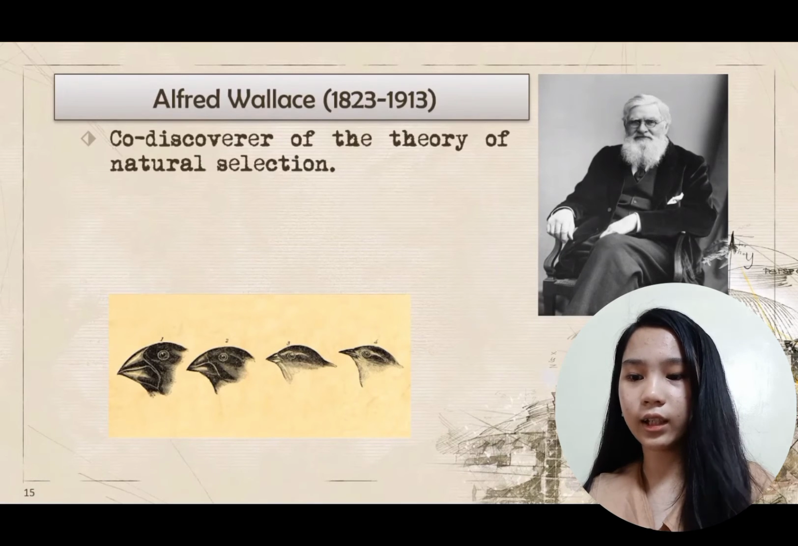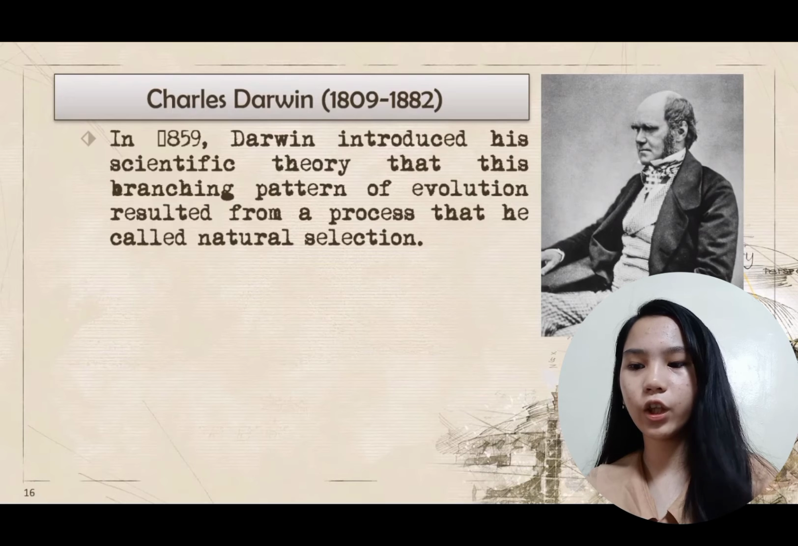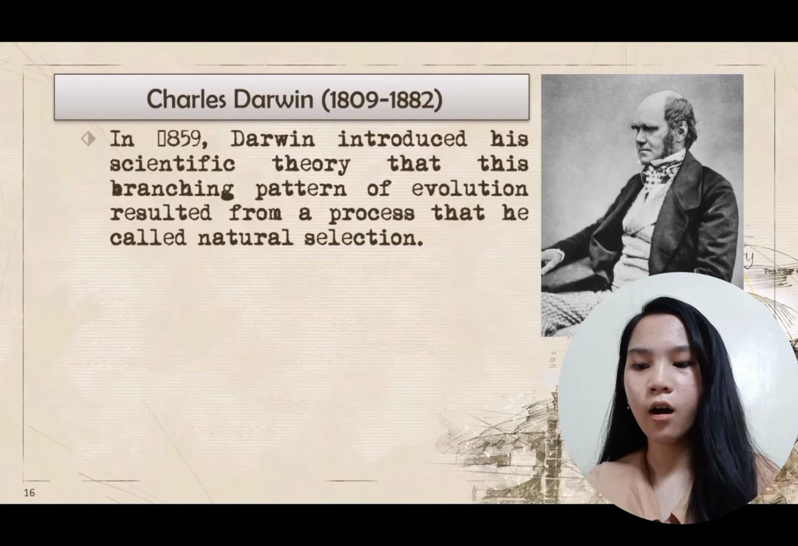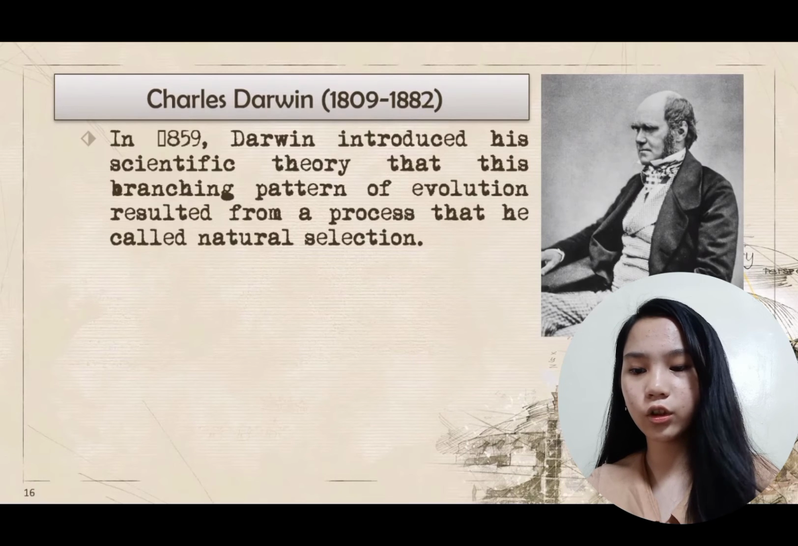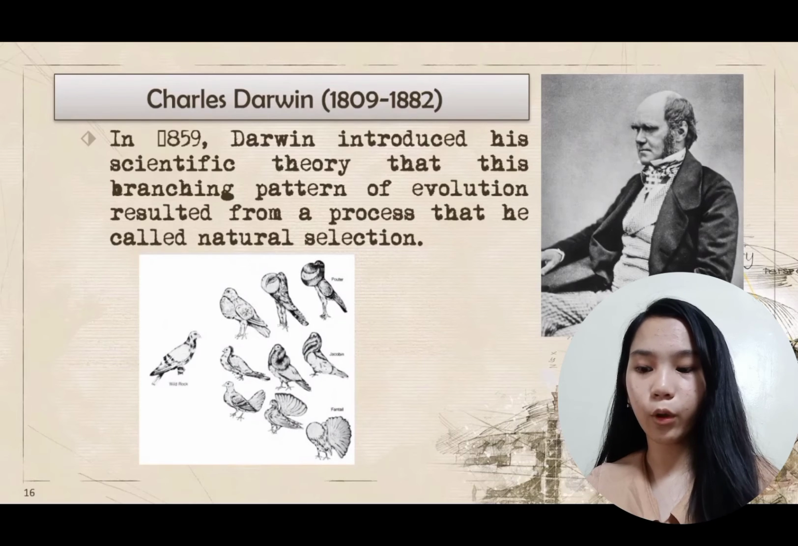Our next scientist is none other than Charles Darwin. Charles Darwin introduced the scientific theory of evolution together with Alfred Wallace. He said that there is a branching pattern of evolution, and this resulted from a process that he called natural selection.